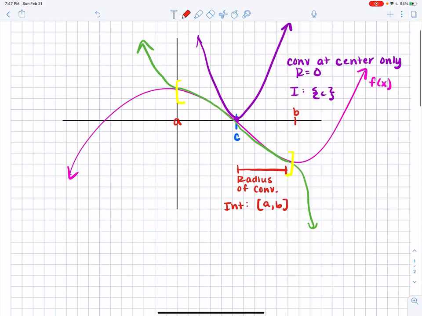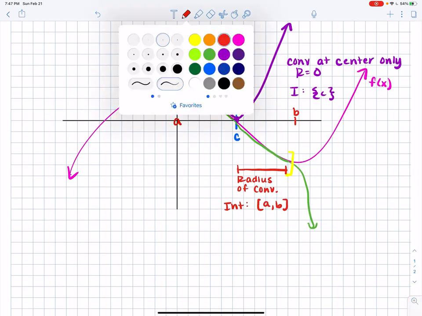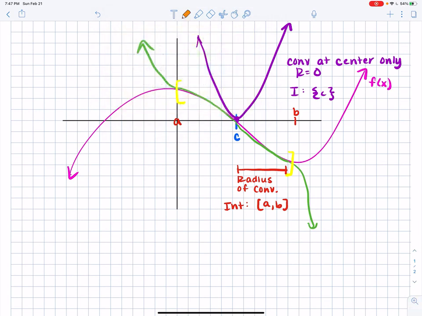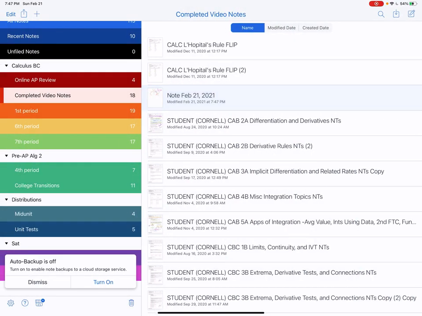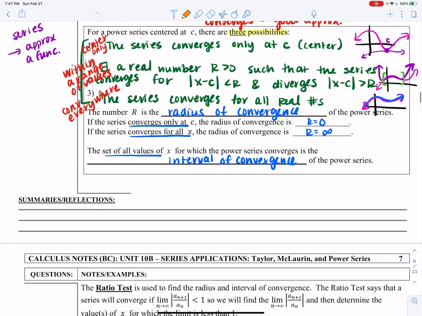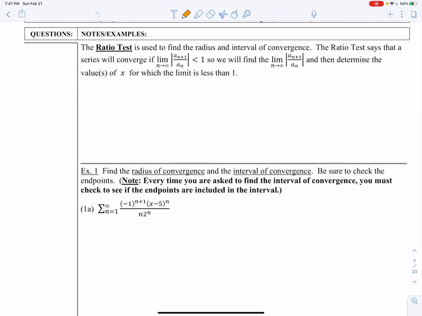Now, it is also possible that maybe you have an approximation for this function that works everywhere. If that's the case, then my radius of convergence is infinite, and my interval of convergence is all real numbers. So these are our three possible situations. I want you to get an idea of what exactly we're doing.